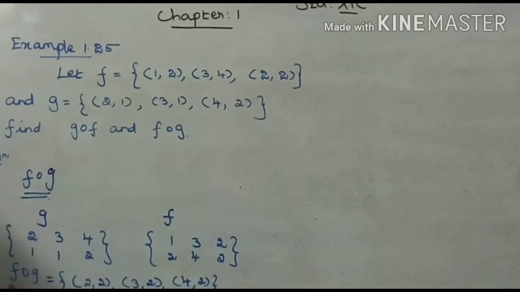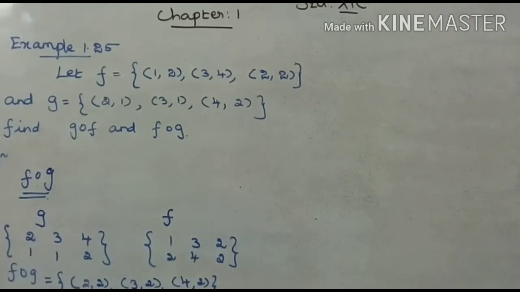Do you understand? G composite with f: first write the g function, next write the f function. First you see the g function numbers. Okay. So 2 goes to 1, but this 1 goes to 2. So the first ordered pair is (2, 2). And 3 goes to 1, but this 1 goes to 2. So (3, 2) is the next ordered pair. And the last one is 4 goes to 2, but this 2 goes to 2. So (4, 2) is the last ordered pair. These are the answers. Okay. This is the shortcut method, so you practice. Write this answer two or three times.